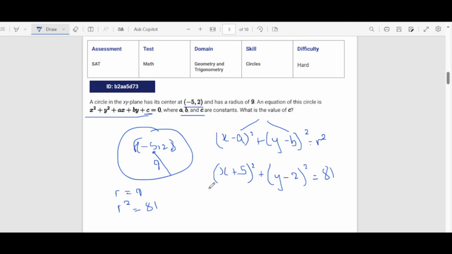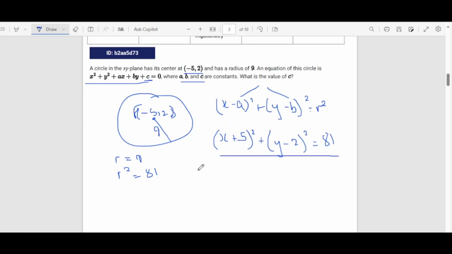So we've got a solid equation here. They told us that the equation of the circle is this, so this equation can be written as this equation. Let's simplify it and open the brackets: x squared plus 2ab plus b squared, that is 5 squared, 25, plus y squared minus 2by plus b squared, that is 4, equals 81.